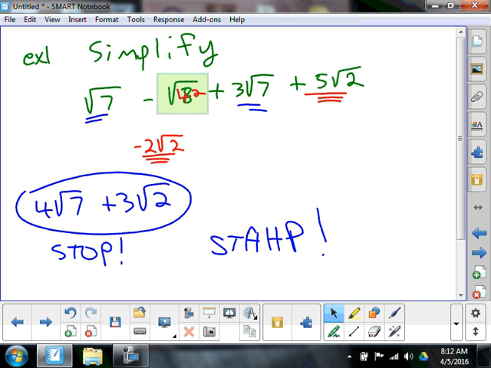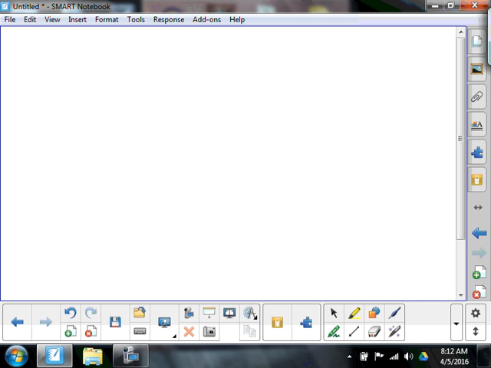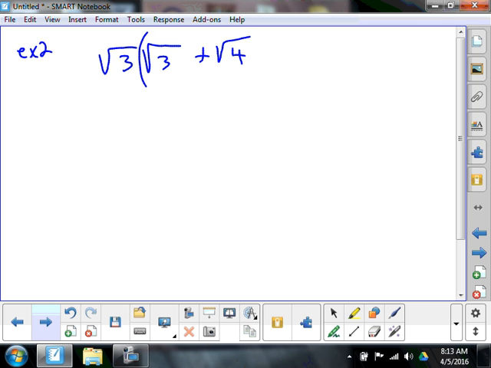Okay. Well, let's look at something else. Let's look at example 2, binomial radical expressions. What if we had something like the square root of 3 multiplied by the group of the square root of 3 plus the square root of 4 plus 8, something like that.